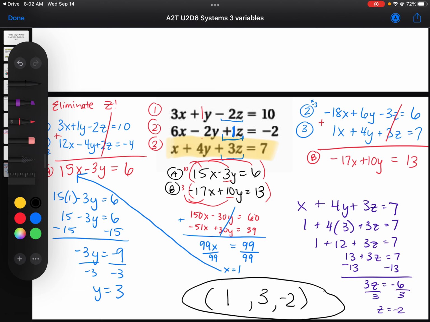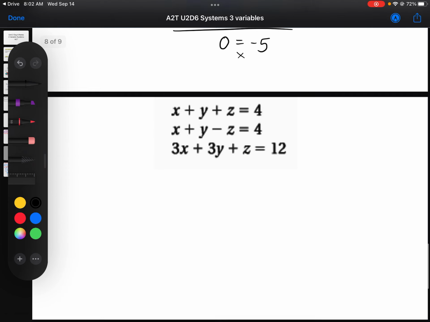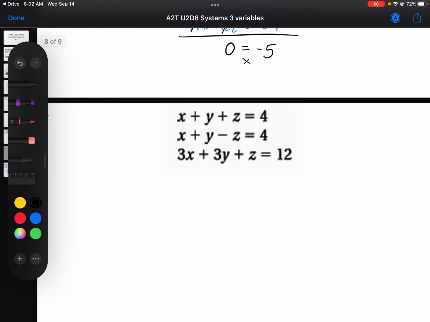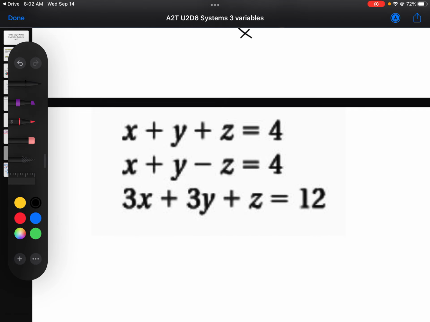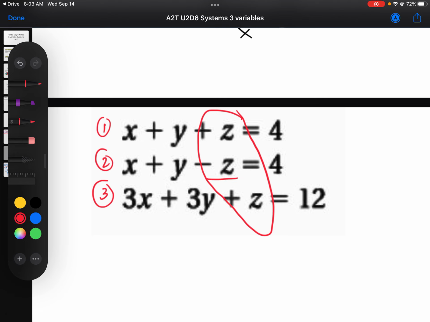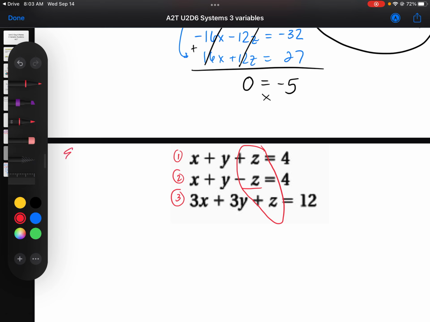Let's do one last one. This is actually number 4 if you have the paper with you. Equation 1, equation 2, equation 3. All right, when I look at these, z's are beautiful. They all have a coefficient of 1, and I do have this opposite z, so I'm going to pair equation 2 with 1 and 3. So my goal is to eliminate z.